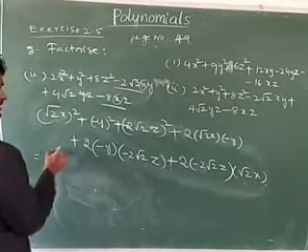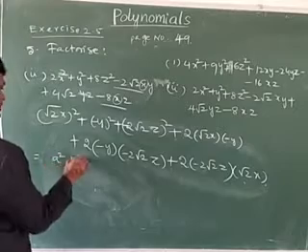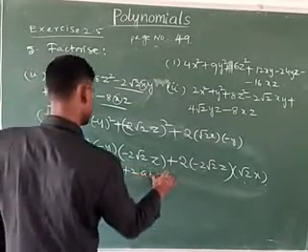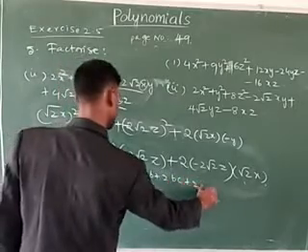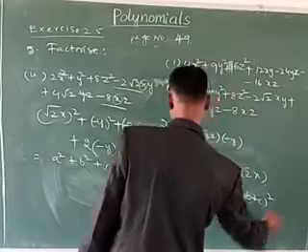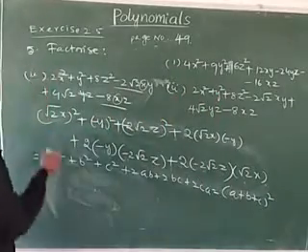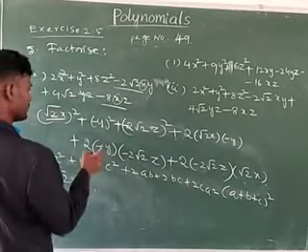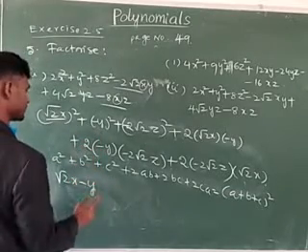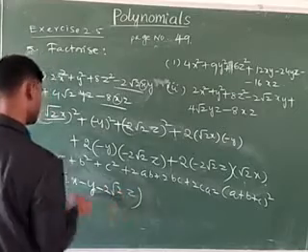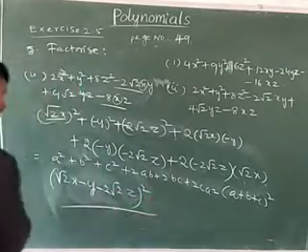Now you have to write here, this one in comparison with a square plus b square plus c square plus 2ab plus 2bc plus 2ca, which is equal to the formula (a plus b plus c) whole square. Now what is the value of a? It is here root 2 x. Next, here minus b is minus y and minus c is minus 2 root 2 z, whole square. This is the answer. Note down.